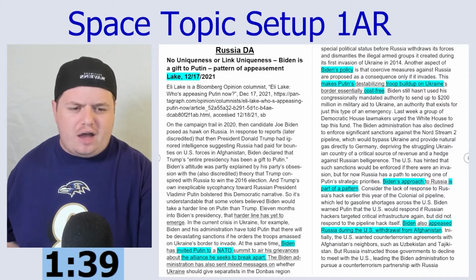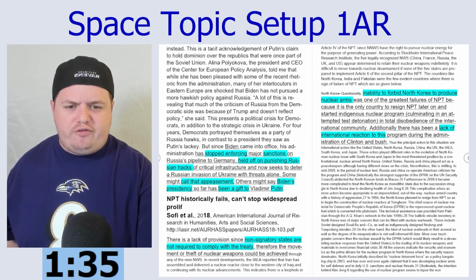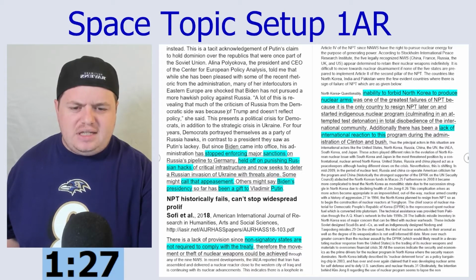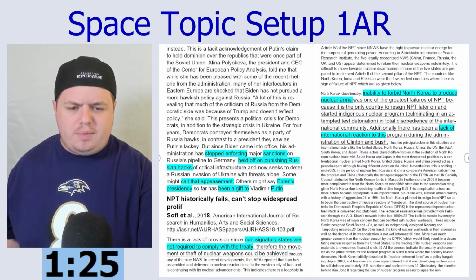Biden's approach is part of a pattern. Biden appeased Russia during the U.S. withdrawal from Afghanistan, stopped enforcing sanctions, and held off on punishing Russian hacks, a call for appeasement. Biden's presidency has been a gift to Putin, and the NPT historically fails and can't stop widespread proliferation.